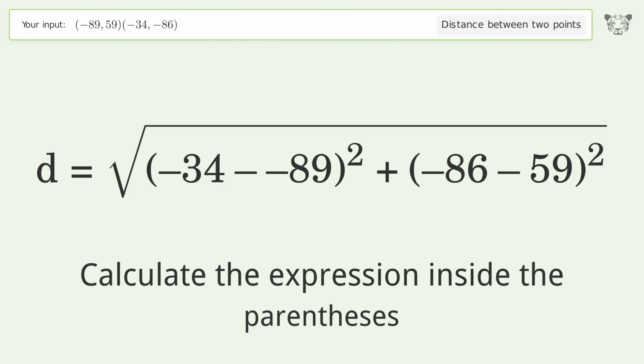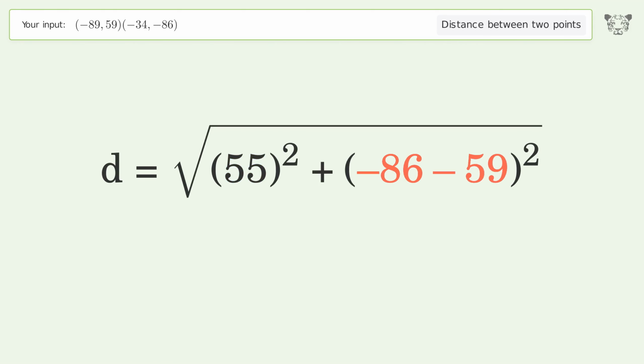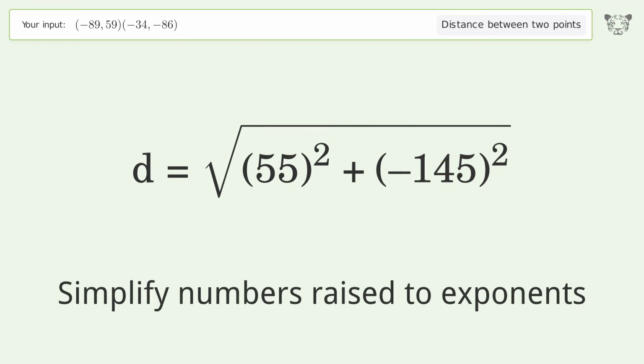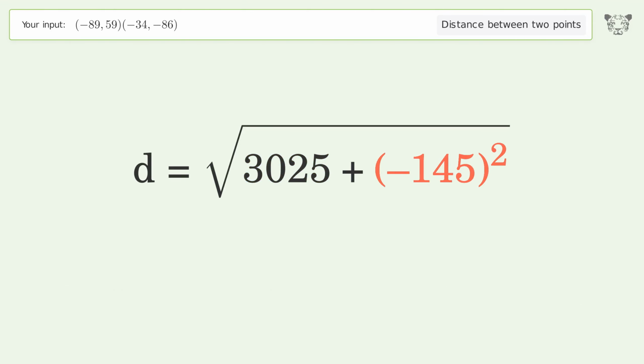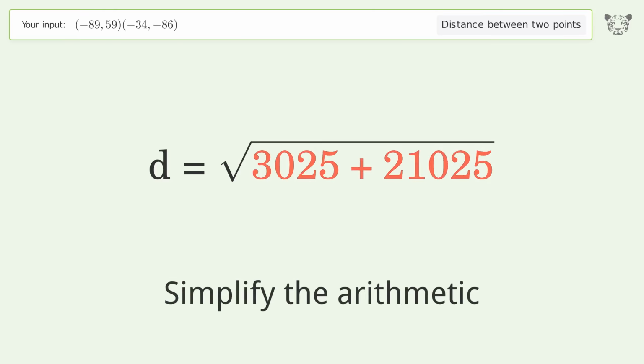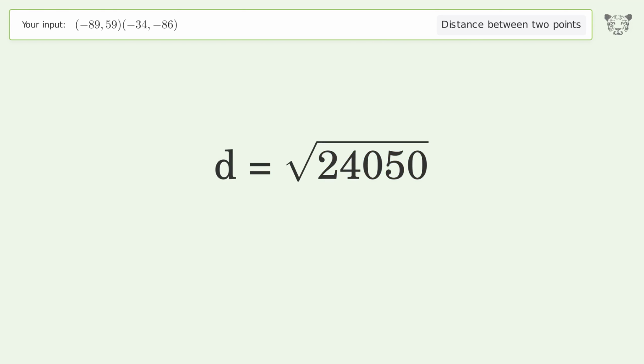Calculate the expression inside the parentheses. Simplify numbers raised to exponents. Simplify the arithmetic. And so the distance between the 2 points is the square root of 24,050 or 155.081.